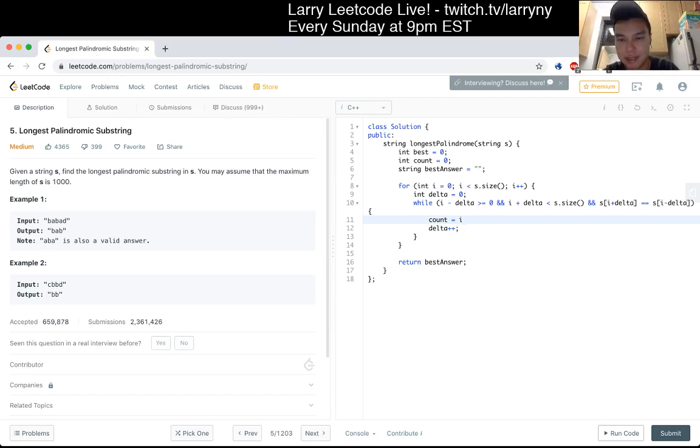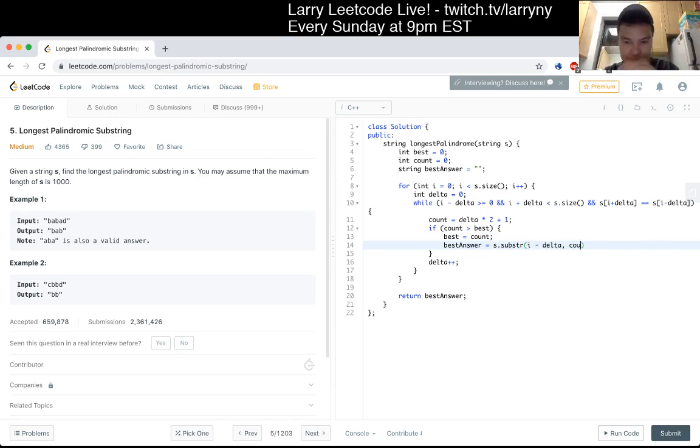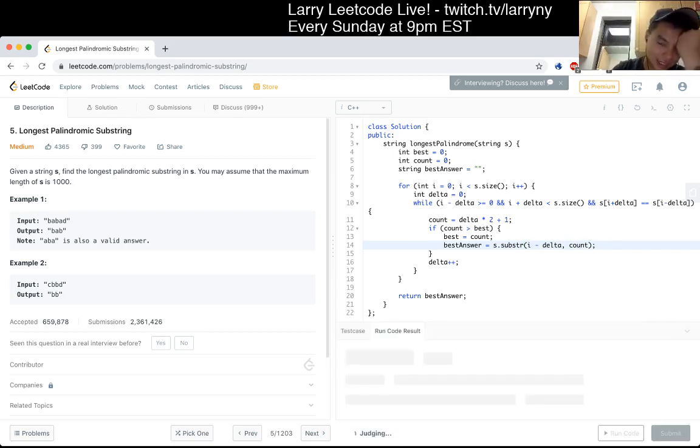Okay, count is equal to I plus delta minus I minus delta, so that's just delta times 2. That's right, plus 1 for the middle character, right? Okay. Count is equal to best. Okay. Let's just kind of see where it goes.